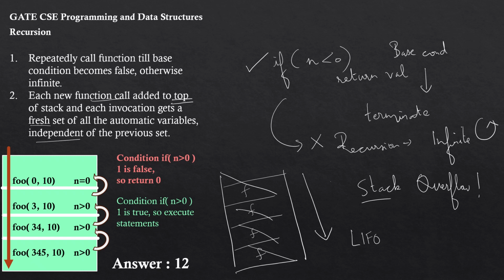So again, let's have an overview of the question. When finally the condition becomes false, it returns. We keep returning the value till the first function call is removed from the stack, and we finally get the answer as 12. Thank you.